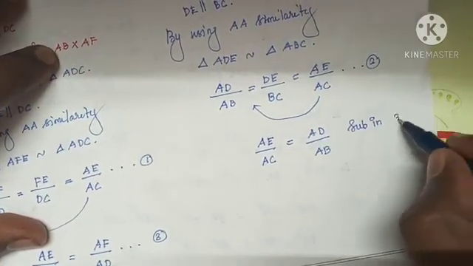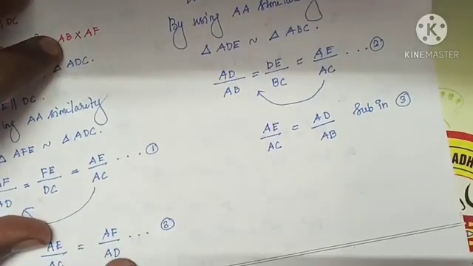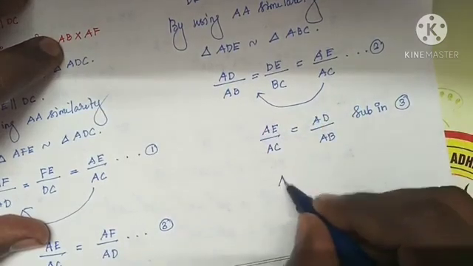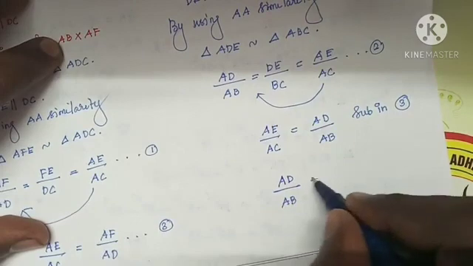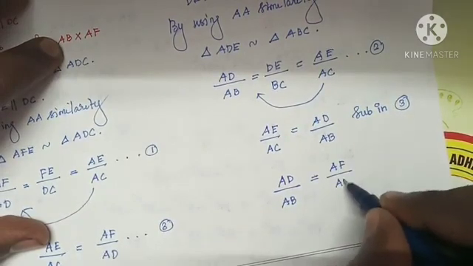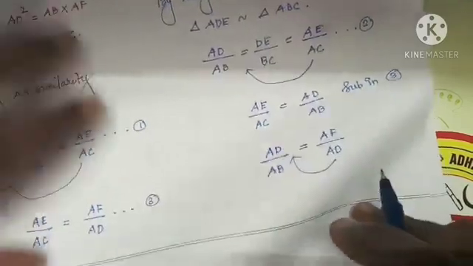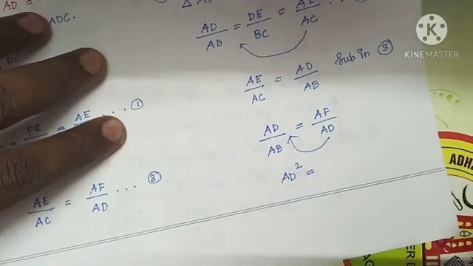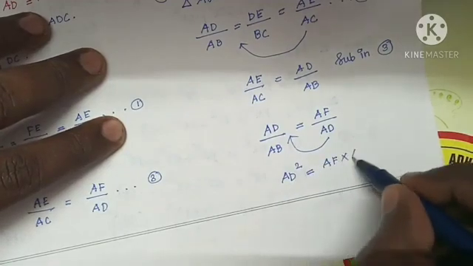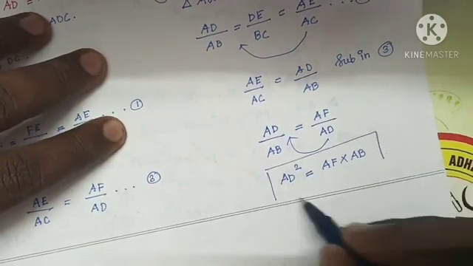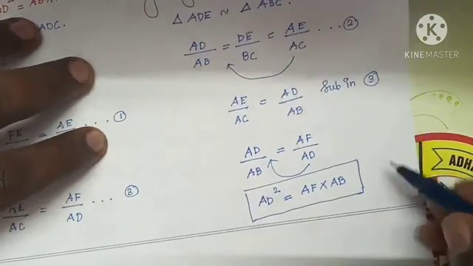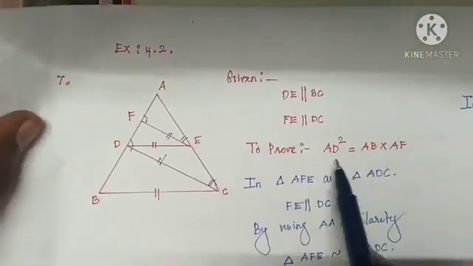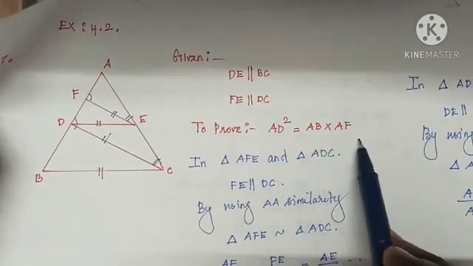Substitute in 3. What is the 3? AE by AC equal to AF by AD. So instead of this AE by AC, I am going to replace it with AD by AB. So it can be written as AD by AB equal to AF by AD. If you do cross multiplication, AD into AD is equal to AD square is equal to AF into AB. Hence the result. This is the result we proved: AD square equal to AB into AF.